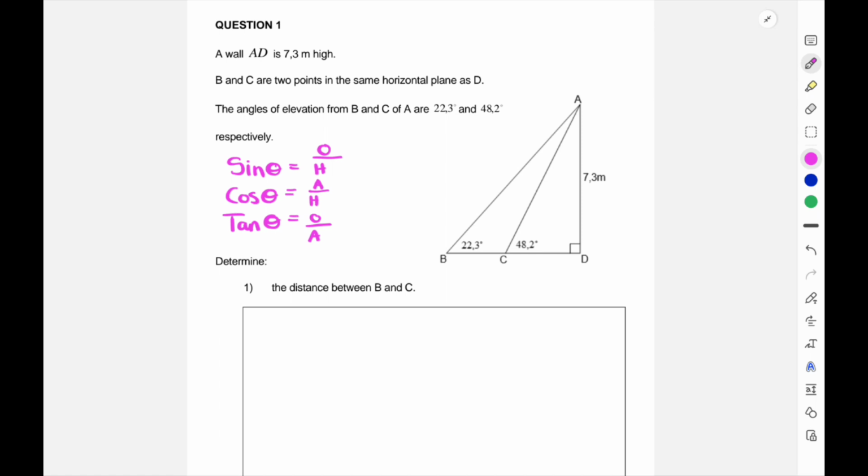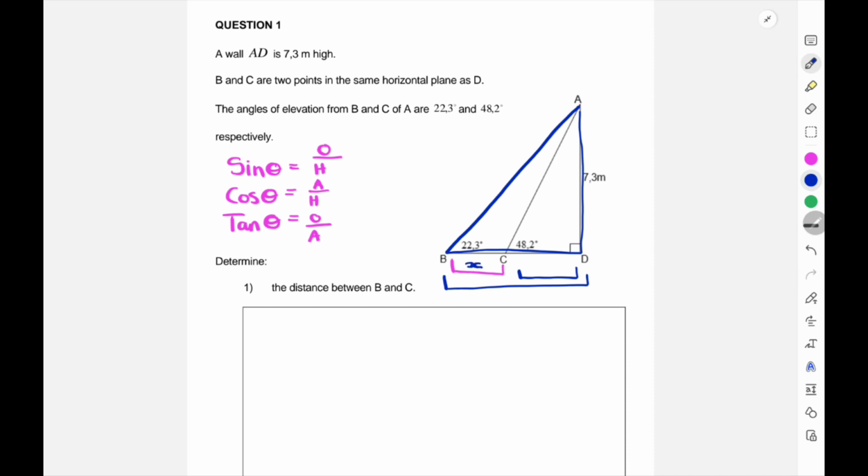Okay, so they ask you for the distance between B and C. All right, so please remember, with trigonometry, we cannot in grade 10 work with a triangle that doesn't have a 90-degree angle in it. So it has to be a right-angled triangle. So to find BC, we'll first have to find BD, and then CD, and when we subtract CD from BD, we will find that BC that we are looking for.